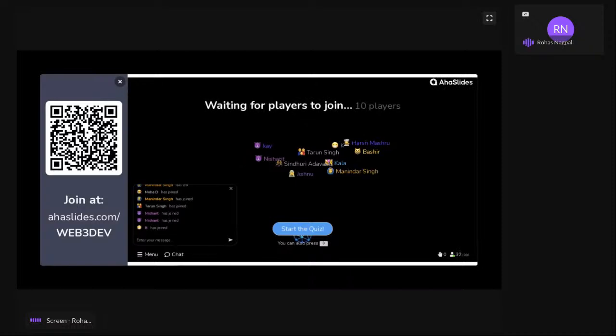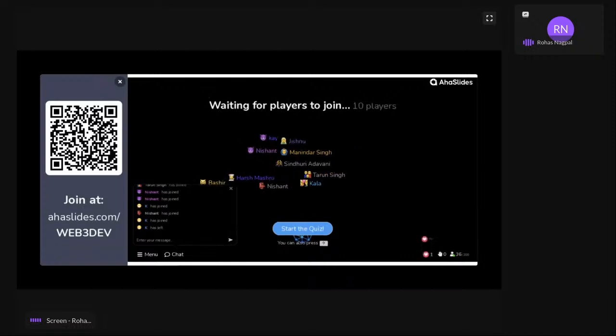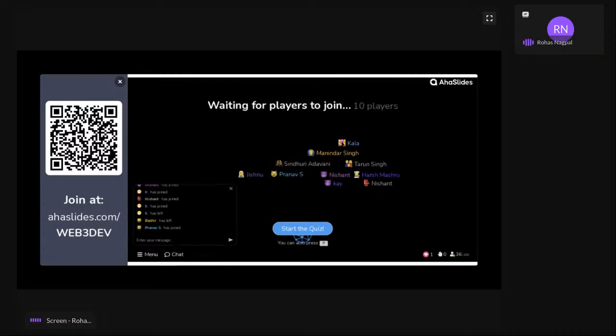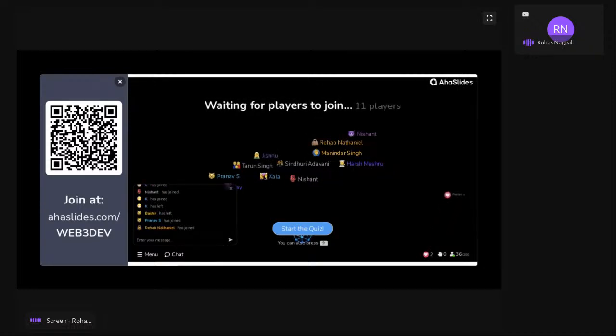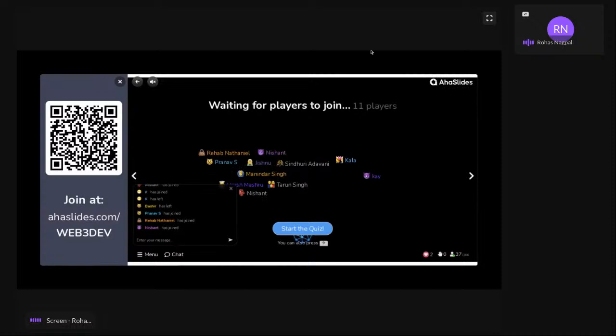If you have any questions or any difficulty, you could just put that in the chat, but it's a fairly straightforward system. On the screen, you would be seeing a QR code. One option is you could scan the QR code and immediately enter the quiz platform, or you could just type in ahaslides.com/web3dev. Again, that's visible to you on the screen. The moment you click on that and enter your name, you're part of the quiz. And we'll start off very, very soon. Vivan, let me know what time you want me to start.